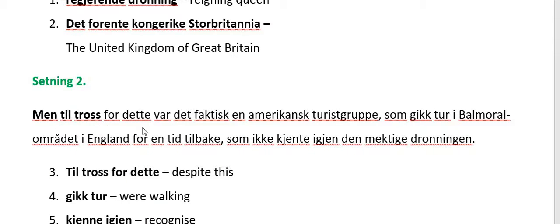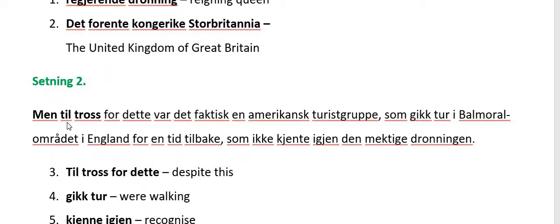But despite this, there was actually an American tourist group that was walking in Balmoral district in England some time ago that didn't recognize the powerful queen.